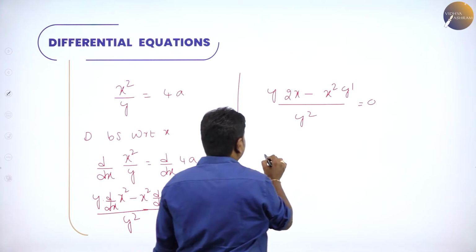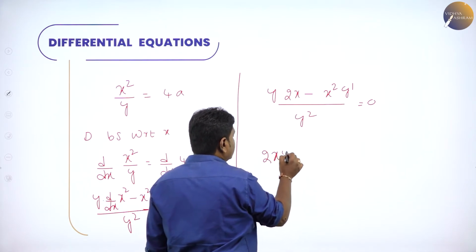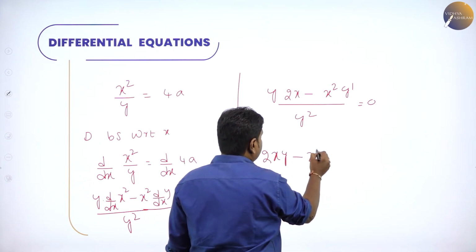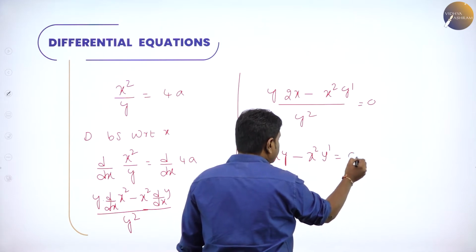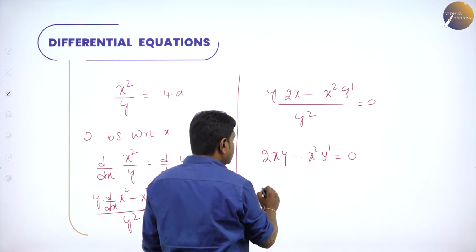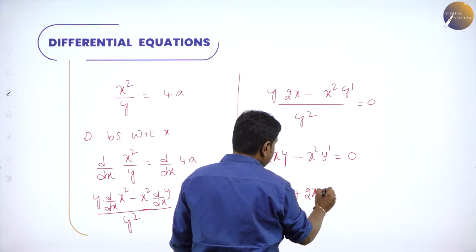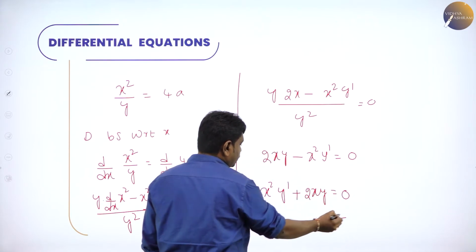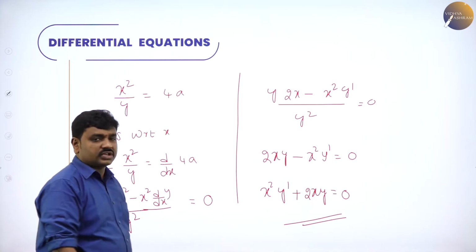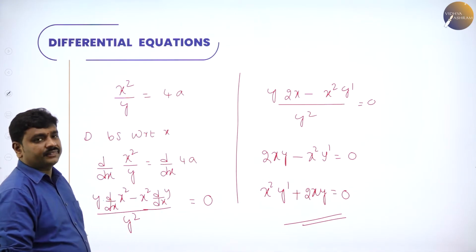Transfer this to that side. So I can write it as 2xy minus x square y dash is equal to y square into 0 is 0, or x square y dash plus 2xy is equal to 0. x square y dash plus 2xy equal to 0 is the answer.